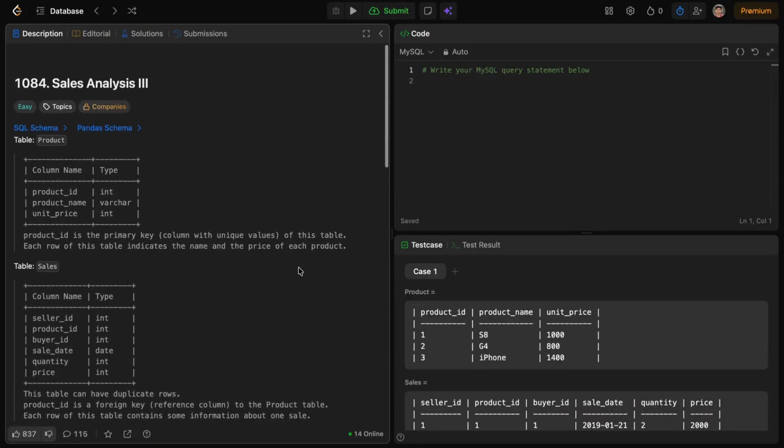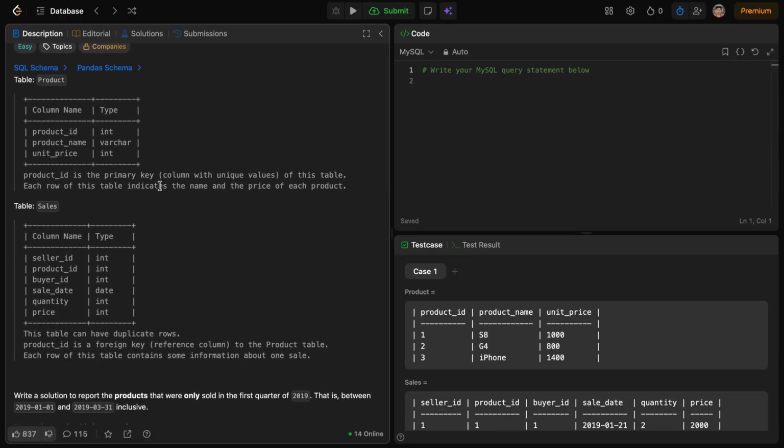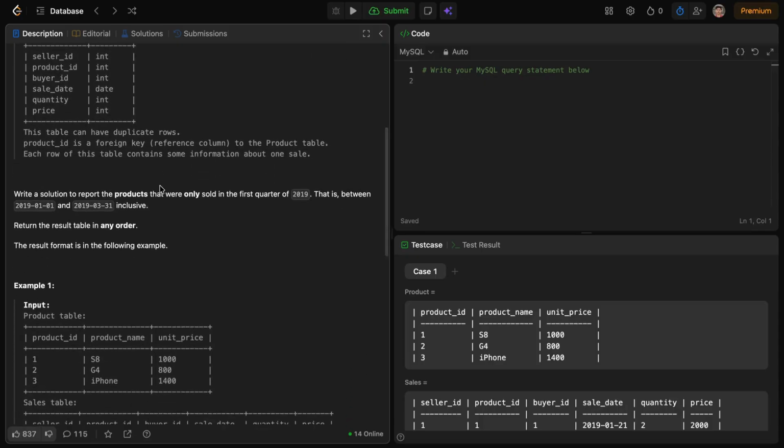Today we're solving the Sales Analysis III question from the SQL series. It has two tables, Product and Sales. The question asks us to report the products that were only sold in the first quarter of 2019.